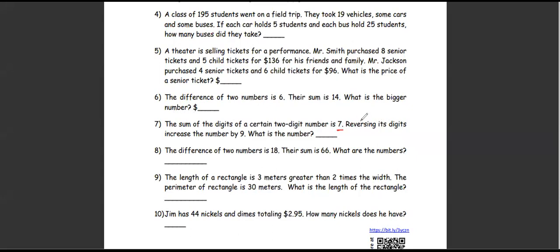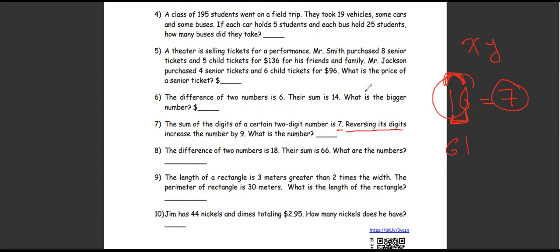We have a two-digit number like x, y, for example 1 and 6. If you add the digits of a two-digit number, the sum of the digits is going to be 7. Reversing its digits, so it's going to be 6, 1, increases the original number by 9.